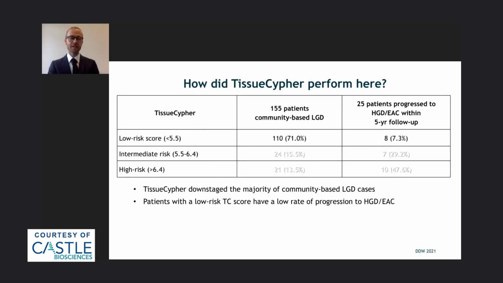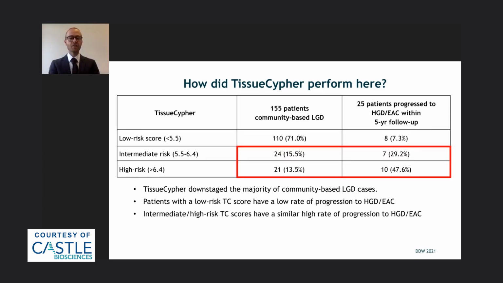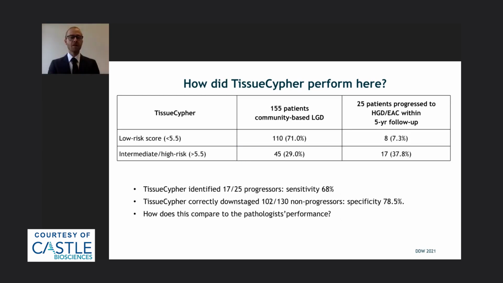But how did TissueCypher perform here? TissueCypher downstaged the majority of community-based LGD cases, so in 71%. And patients with a low TissueCypher score had a low rate of progression to high-grade dysplasia or cancer of 7.3%. On the other hand, patients with an intermediate or high-risk TissueCypher score had a similarly high rate of progression to cancer. So as TissueCypher identified 17 out of 25 progressors, this resulted in a sensitivity of 68%.